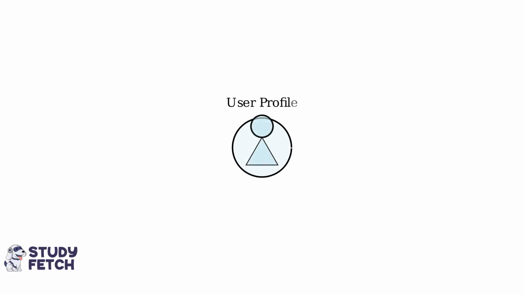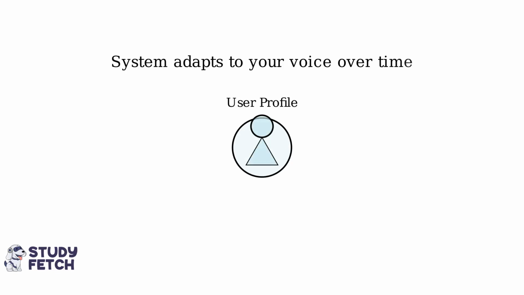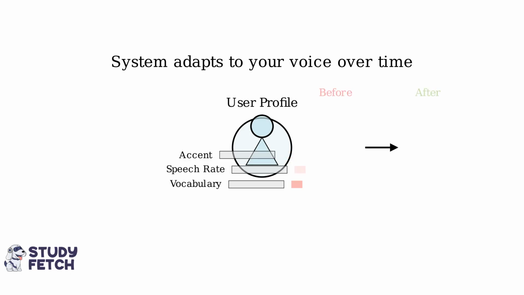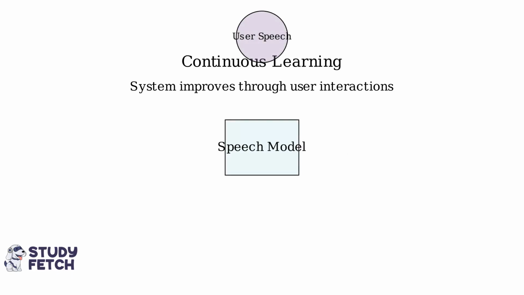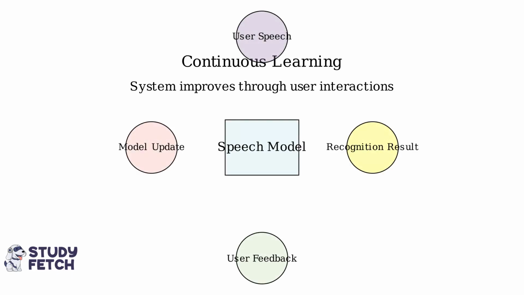Personalization is another key feature of modern speech recognition systems. They adapt to individual users' voices, vocabulary, and speech patterns over time. As you interact with the system, it learns your unique speech characteristics, improving recognition accuracy dramatically. This personalization is achieved through continuous learning algorithms that fine-tune models based on your interactions.